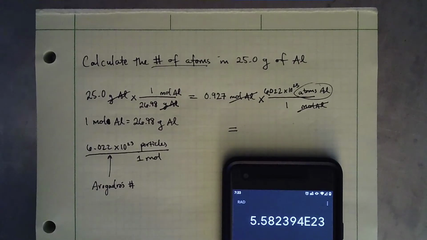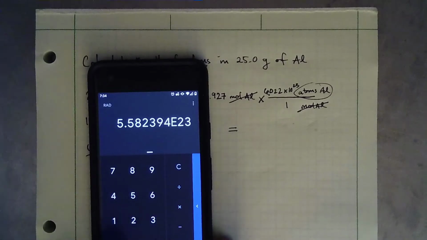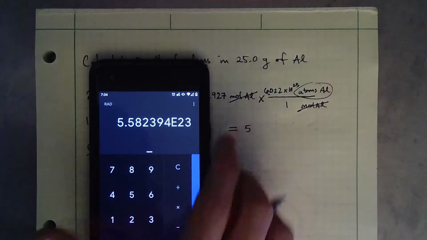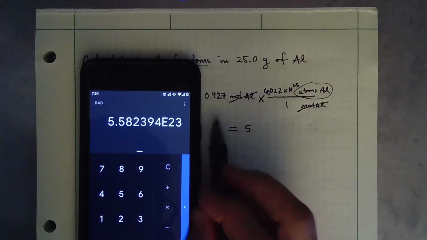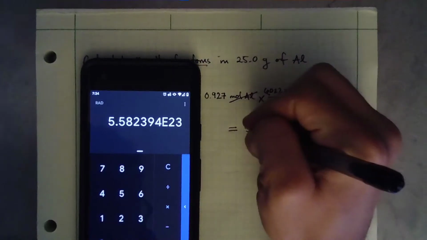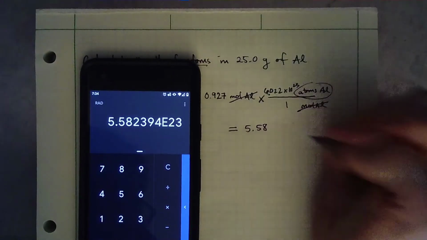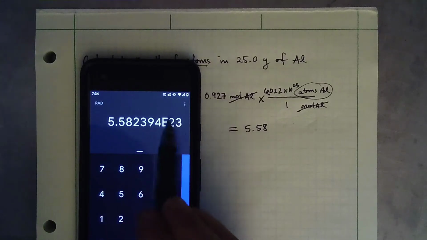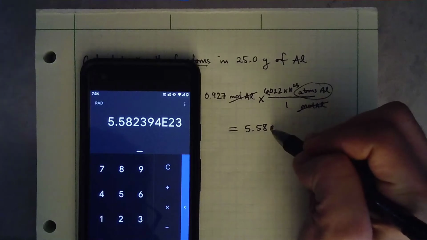Let's tackle this really quickly here. You may not be used to seeing numbers like this. Maybe you are. First of all, we've got 3 significant figures here, right? So I'm going to do 5.58. All this other stuff I'm not going to care about, but this I do. This E is calculator language.